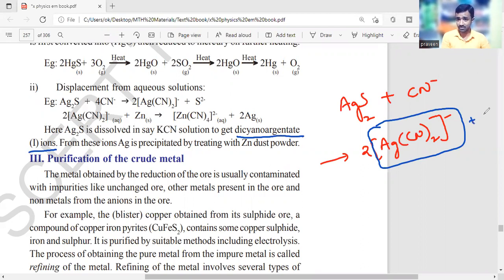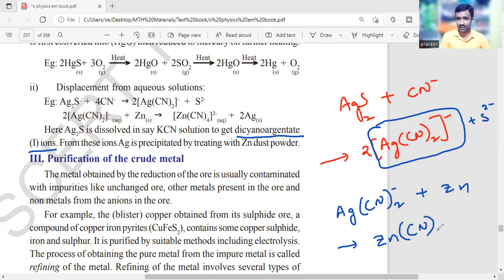So here you can separate the sulfide ions, S2 minus. Then again, this dicyanoargentate ion is treated with a highly reactive metal like zinc. Then what happens? It can form zincate ions, Zn(CN)4 2 minus, and it can displace the silver here. A highly reactive metal can displace a less reactive metal. Zinc is highly reactive compared with silver, so that silver will be separated.